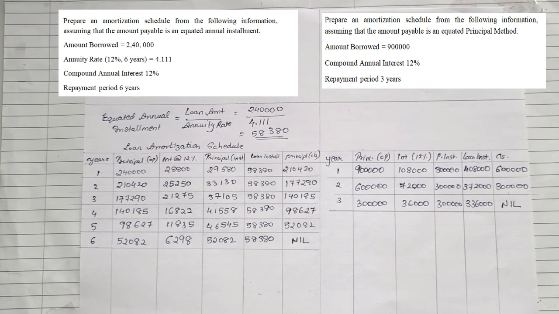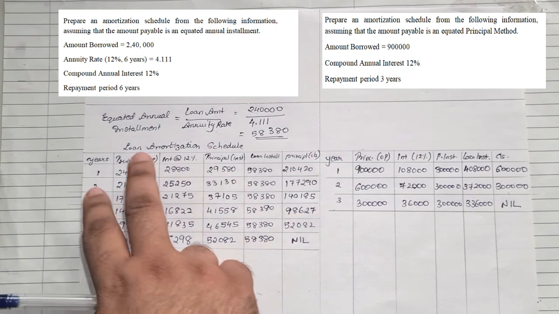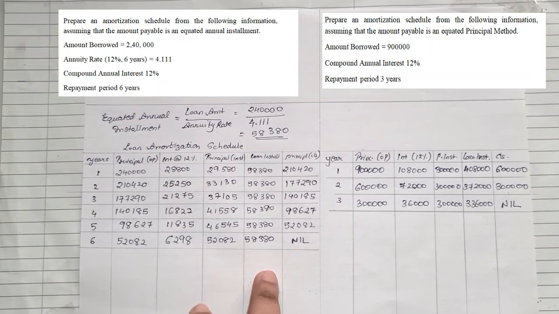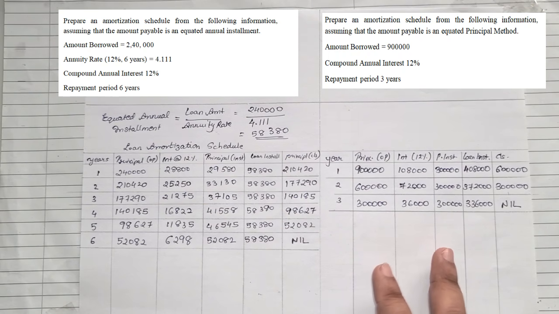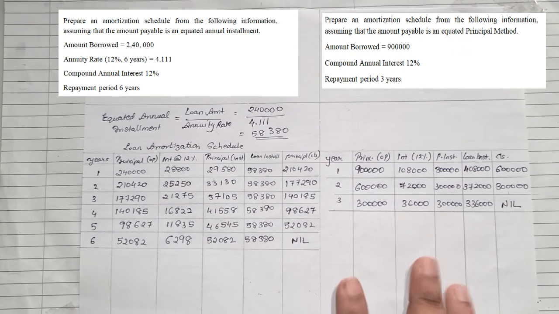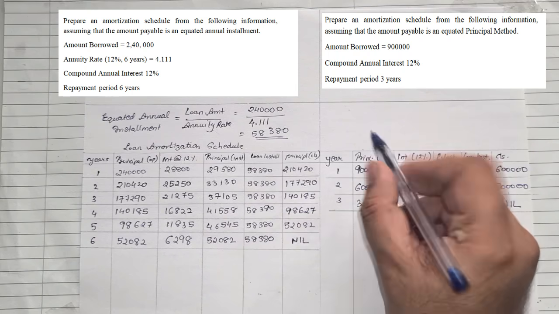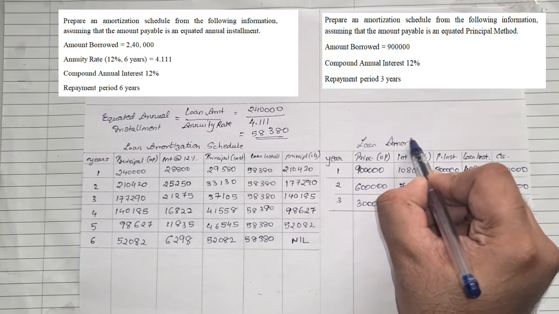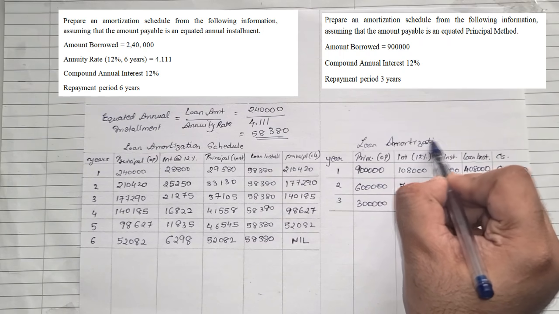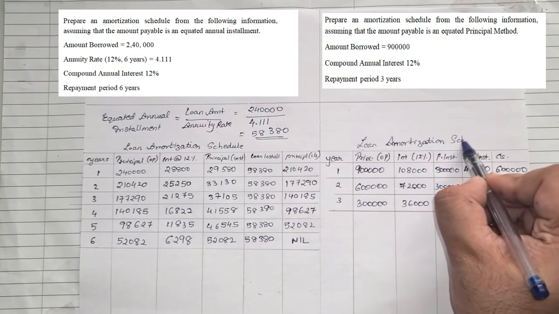Okay, so this was the second type of variation. So one where they ask you to find based on equal installment, equated annual installment, and here they told you the principal should be equal. Okay, so these are the first two types of sum that we have done based on loan amortization. I'll just note down the heading here. This is also loan amortization schedule.